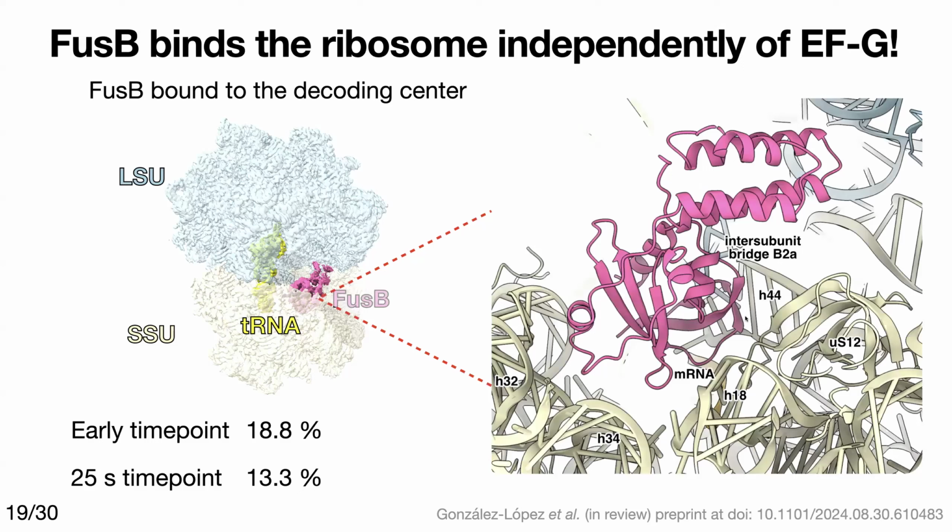And if we look more in detail, you can see how FusB is binding here close to the mRNA at the decoding center, where the mRNA is decoded by the tRNAs, basically, and the ribosome.